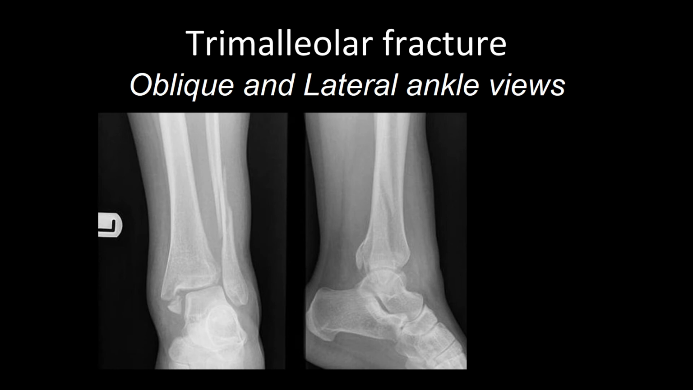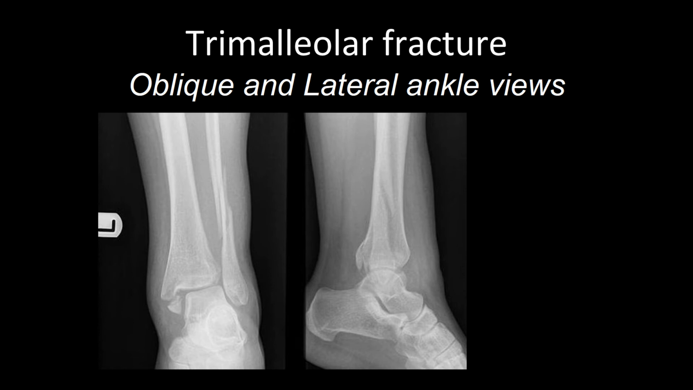So this is a trimalleolar fracture. What we're going to see here, obviously, is that we have our distal tibial fracture. Now the distal fibula fracture is way up here. It's kind of proximal. But what you don't see is the posterior tibial fracture in the oblique view on the left-hand side of the screen. But we turn lateral and we get a nice view of that posterior tibial fracture.